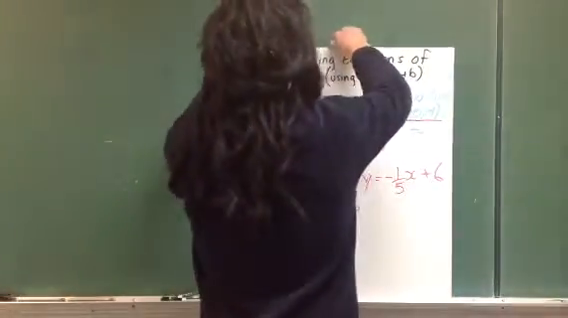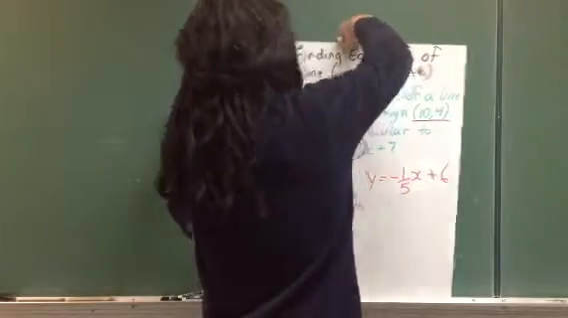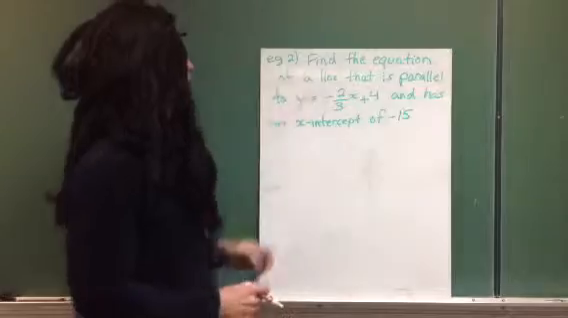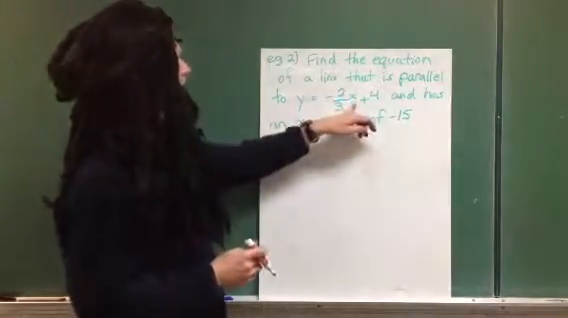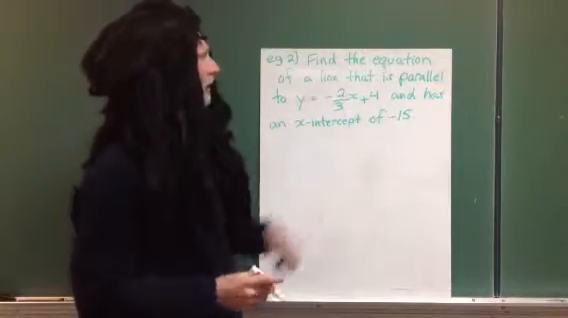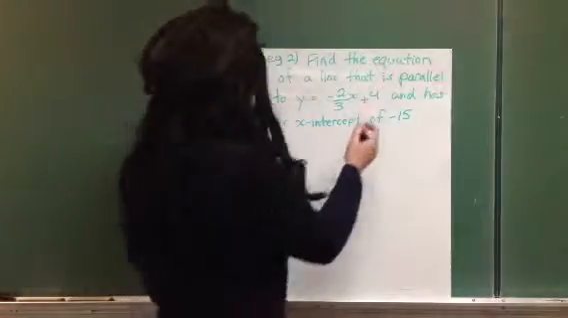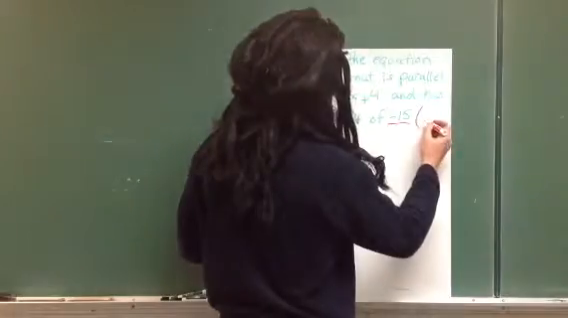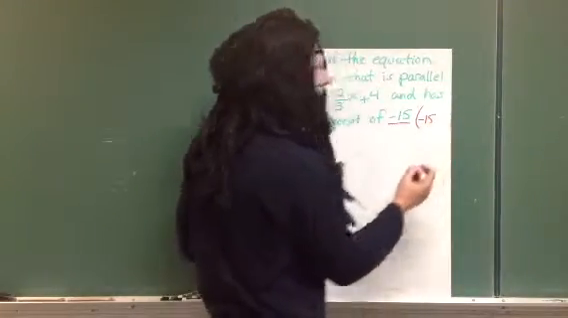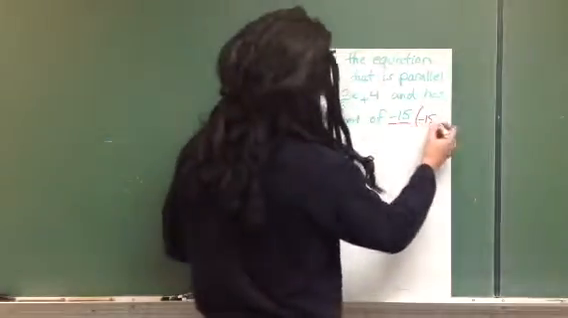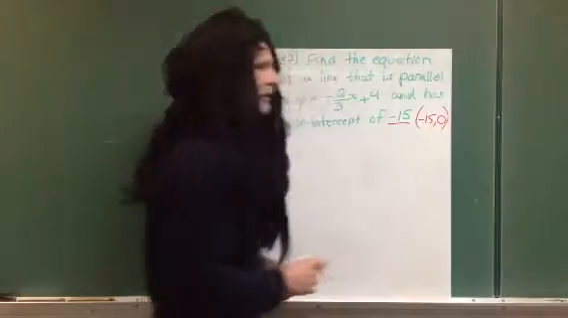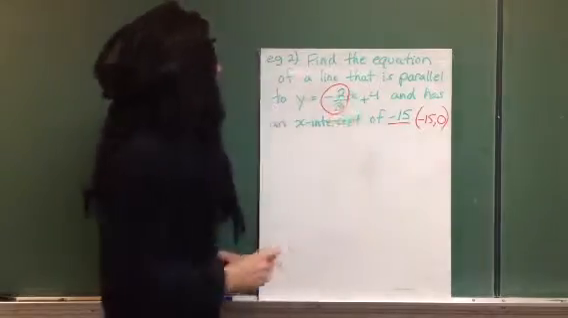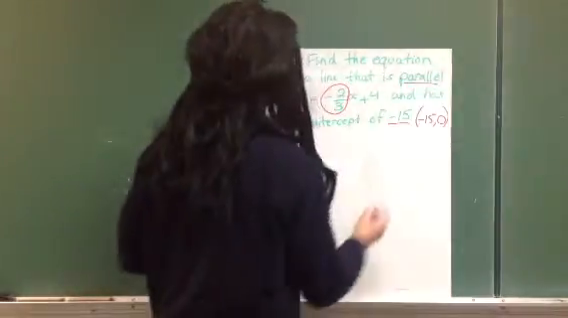Okay, one final example. Find the equation of a line that is parallel to this line and has an x-intercept of -15. Okay, well, that's important. It's got an x-intercept of -15. I know the coordinates of that point are -15 is the x coordinate, and the y coordinate is 0 because it's on the x-axis. And I also know that this is the slope of the original line, and I want one that is parallel to it.